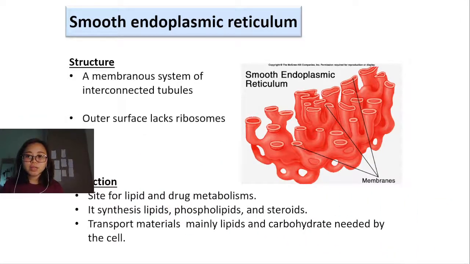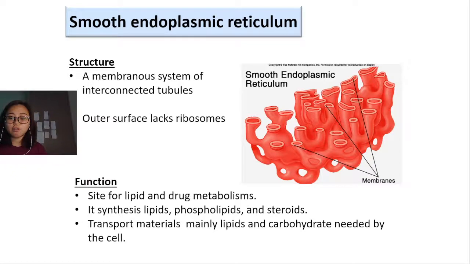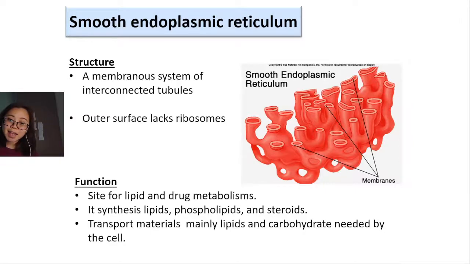Next is the smooth endoplasmic reticulum. The smooth endoplasmic reticulum is a membranous system of interconnected tubules. They have an outer surface that lacks ribosome. Permukaan luar dia tiada sebarang ribosome. Itulah dia nampak seolah-olah macam dia ini licin. The function of the smooth endoplasmic reticulum is different from the rough endoplasmic reticulum. Tadi rough itu berkaitan dengan protein-protein saja. Untuk smooth endoplasmic reticulum, it is the site for lipid and drug metabolism.